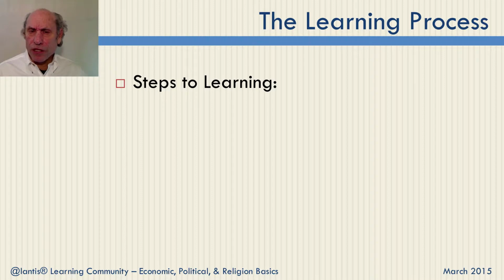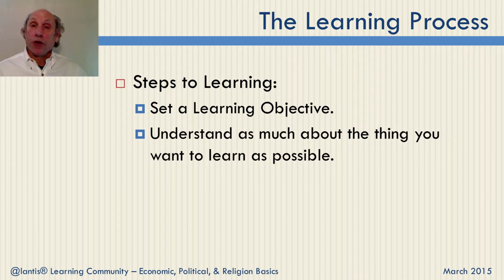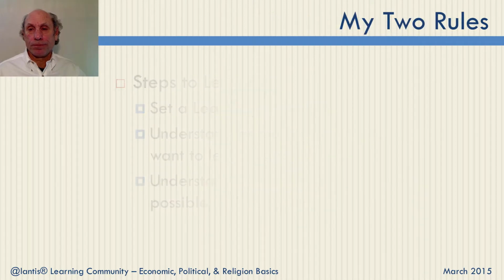As I talked about before, there is a learning process. So I've identified the steps of the learning process in this way. First, set a learning objective. My learning objective is to try to figure out the optimal role of the community in setting the guidelines for the internet, net neutrality. In order to do that, I need to understand as much as possible about the things that I want to learn. So in this case, I want to learn about economics. I've talked a little about technology before. I want to learn about economics, and then in the next series of lectures we'll learn about telecommunications law. But in the process I also want to learn as much as I can about myself, including my biases.